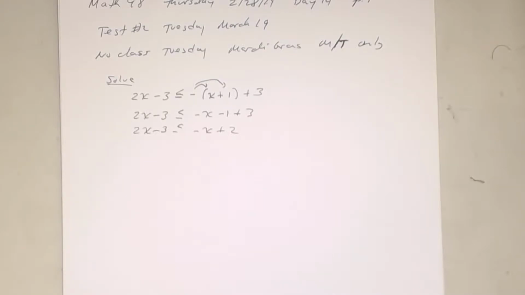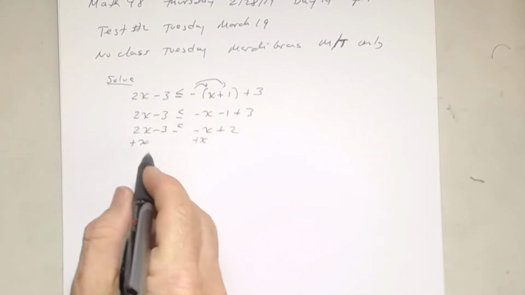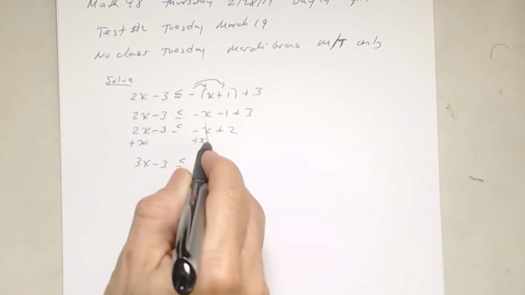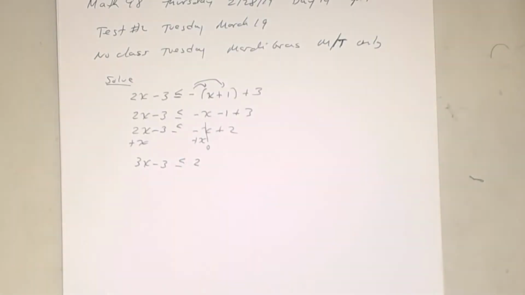So let's bring the variables to the left. What would I do to both sides? Add x to both sides. What's 2x plus x? So I get 3x minus 3 is less than or equal to, and that's 0, and then what's on this side? 0 plus 2 is 2.